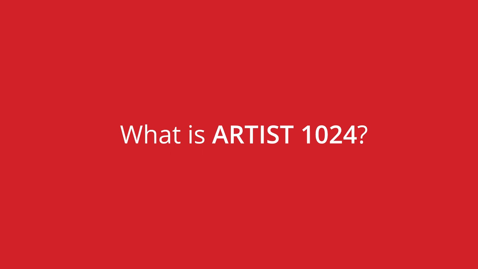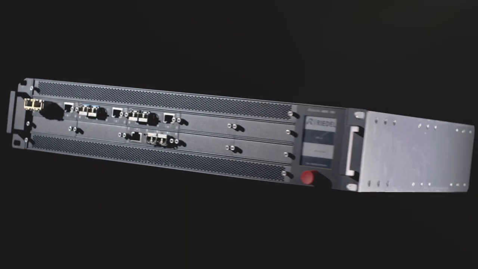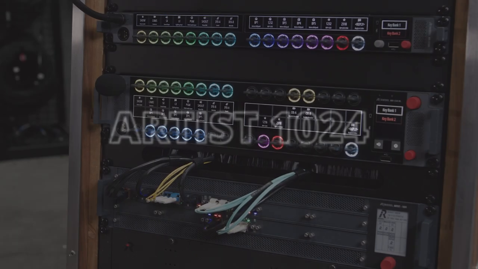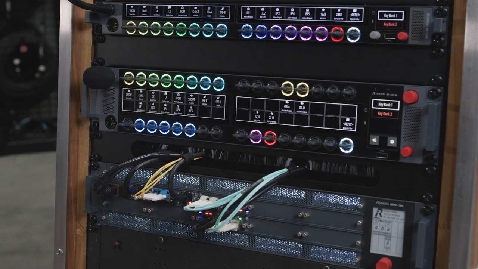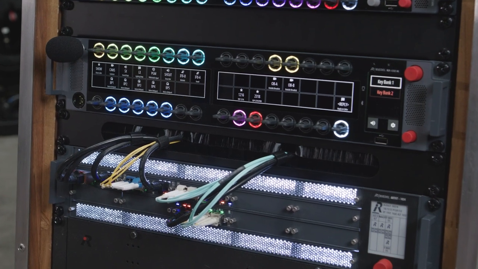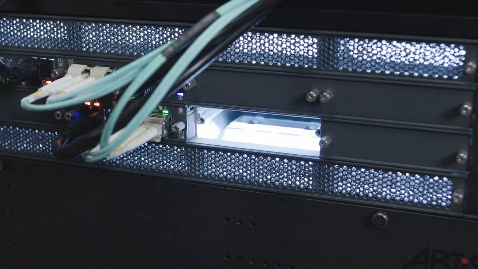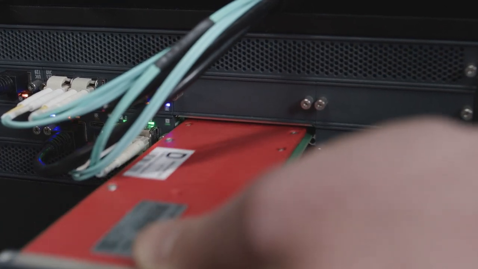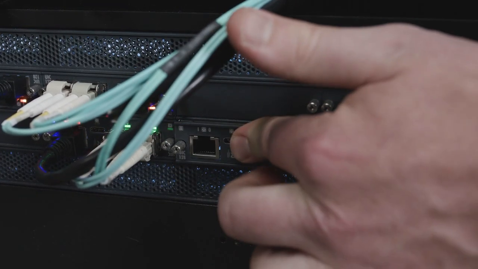The new frame complements the existing Artist ecosystem, expanding its capabilities with a focus on IP-based installations and high port densities. As its name suggests, it can handle 1,024 ports in 2RU. To support the density, we introduced a new concept of frame licensing at the port level. The licensing model provides the customer with flexibility at the time of deployment and then for future expansion.